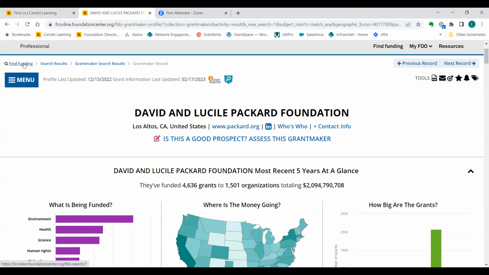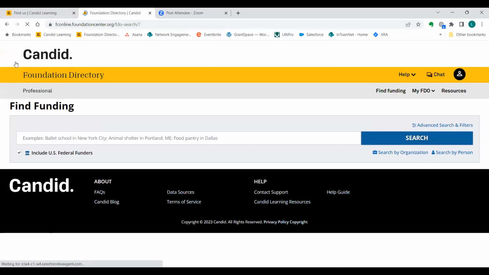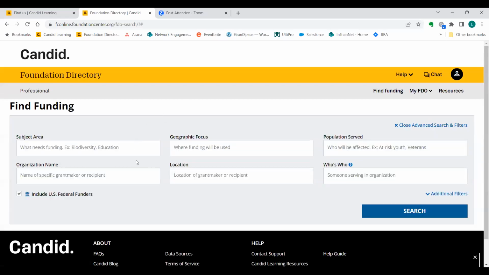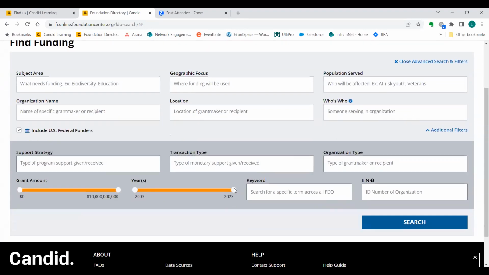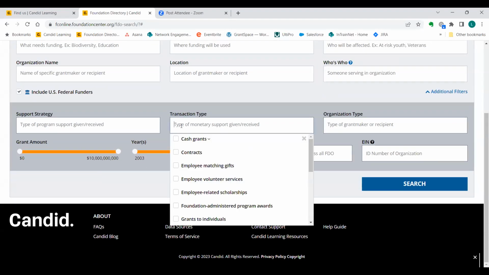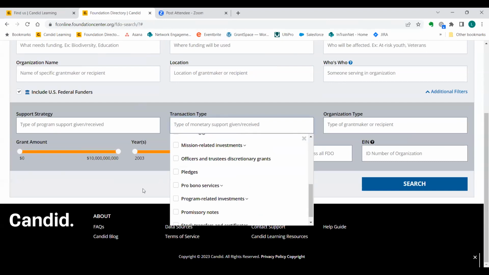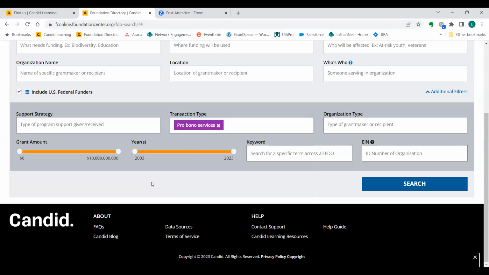There is a way to look for people who are donating services, but I can probably tell you a better way to do it. If you look under additional filters and you look at transaction type, they will show you, for example, here it says pro bono services. So you could add that to your search. The only thing I'm afraid of is that a lot of organizations may not explicitly say they offer pro bono. So in that case, they wouldn't come up here.